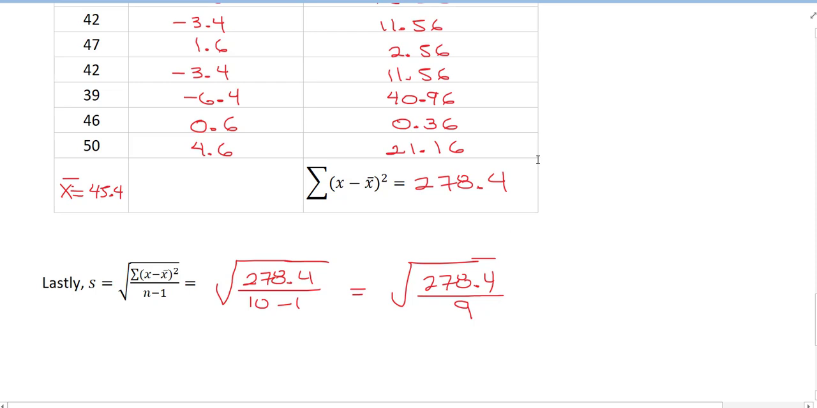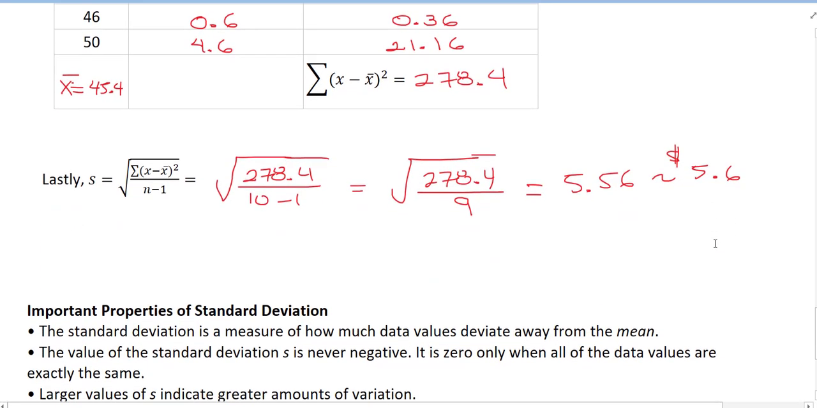And so when we put this in our calculator, what do you get? So we're going to get 5.56, and we can round to 5.6. And our units are dollars. So this will be $5.6. So what that means is that on average, the bills at this restaurant on that one night that we picked, our sample night, they deviate from the mean by $5.6. And so that's how we find standard deviation.